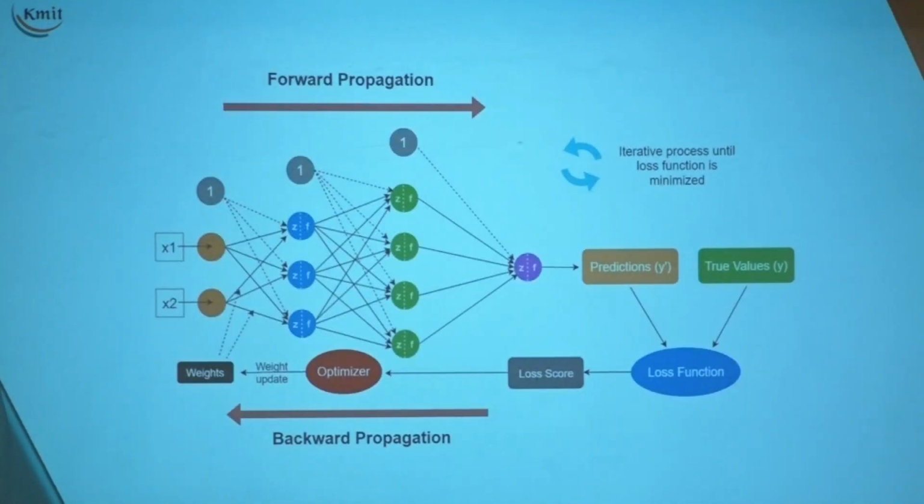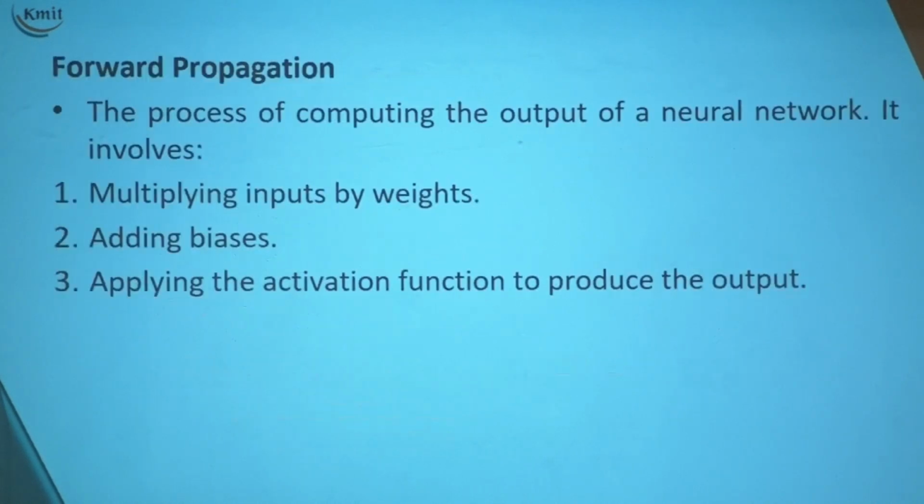Okay. So this is the entire architecture of ANN. So what are we doing? Forward propagation, loss calculation, backward propagation. In backward propagation we are using what? Optimizers which will actually update the weights. Okay. So what are we doing in forward propagation? Multiplying inputs by weights, adding biases, and applying the activation function.